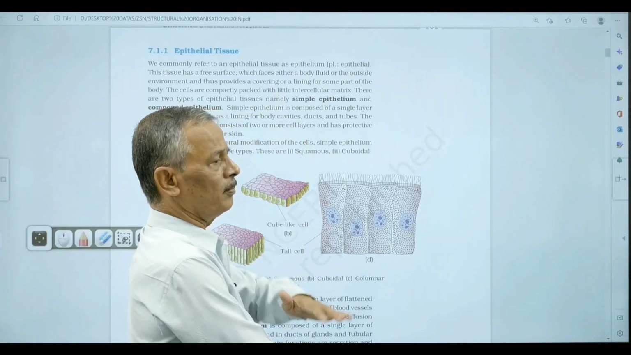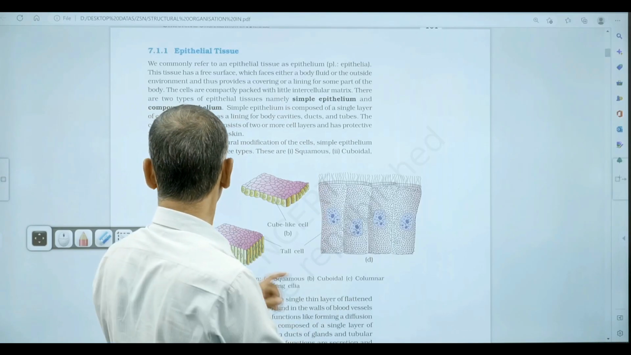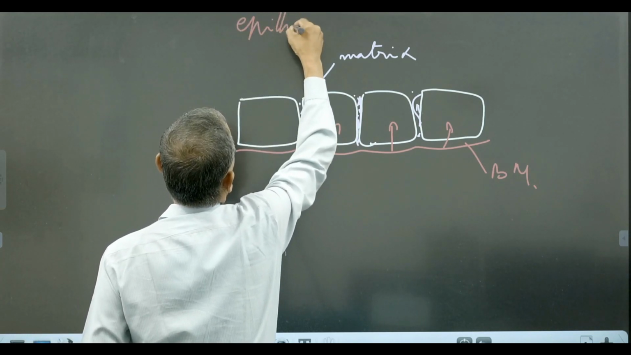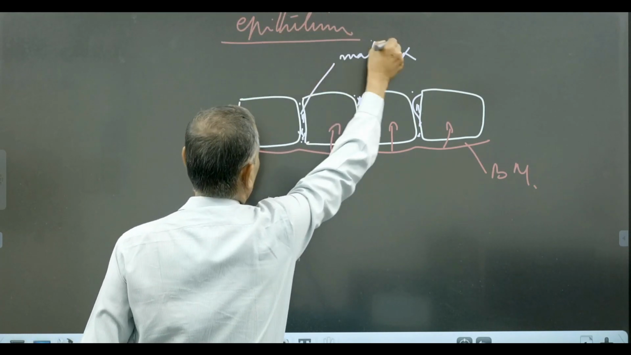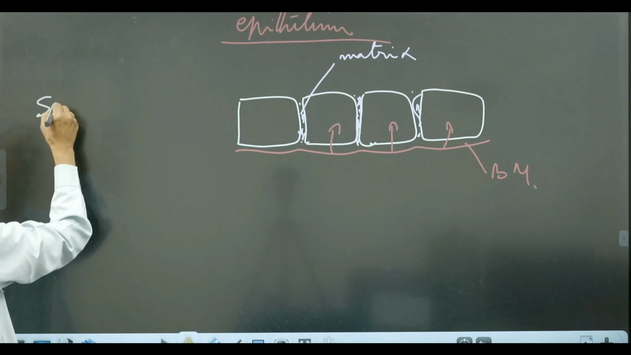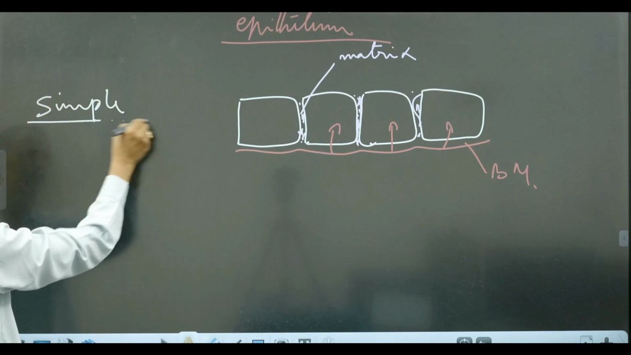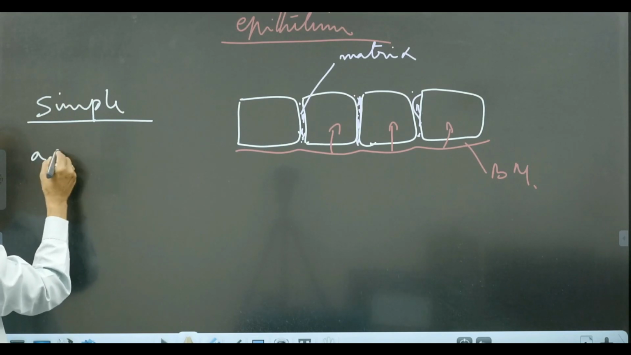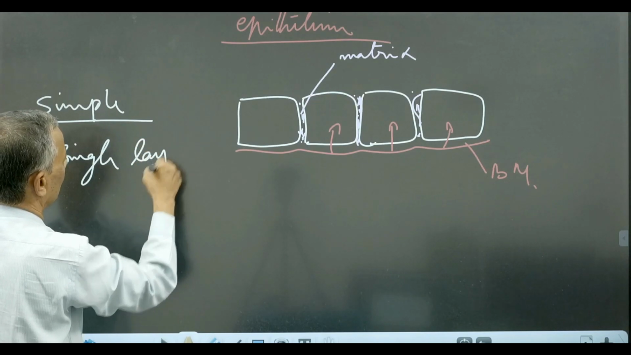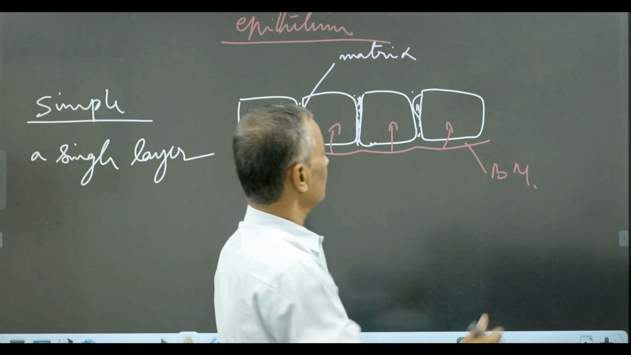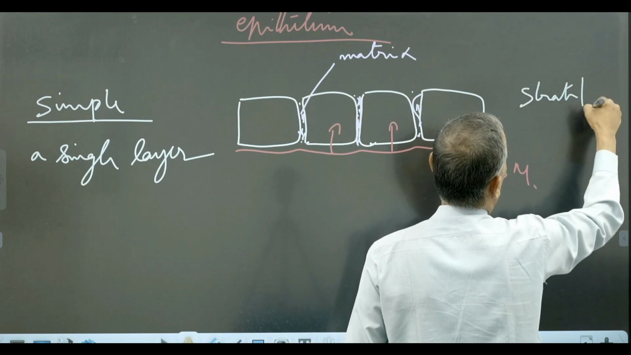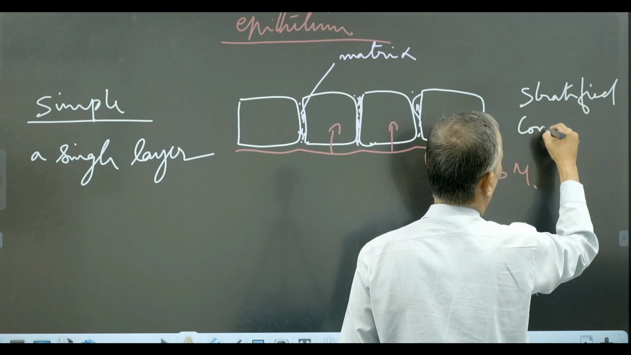Simple epithelium and compound epithelium are the 2 types of epithelia. We are classifying this epithelium into 2 headings, namely simple. What is simple? Simple means which is made up of a single layer. Cells are arranged in a single layer. The second category is stratified. Stratified is also called compound.